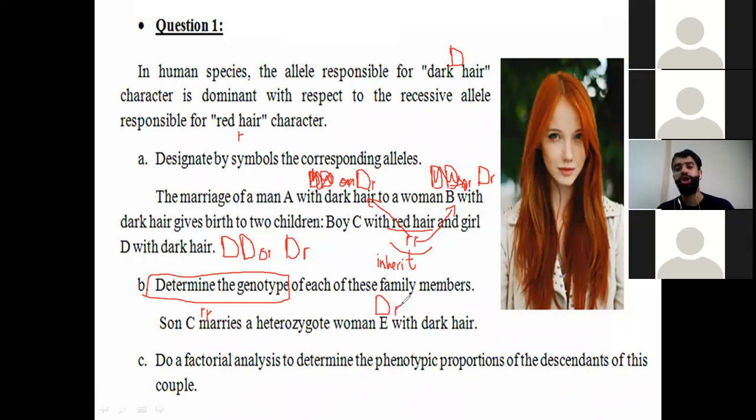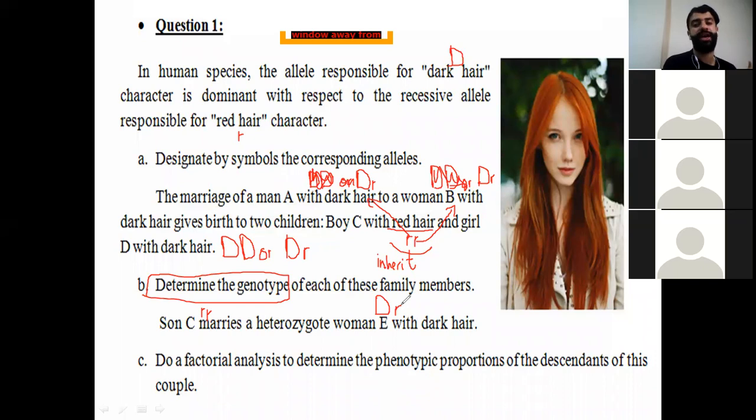That's why I told you you have to review the notes related to the heterozygote and the homozygote. Heterozygote has two different alleles, and it's dark hair, so it should be DR. If it's DD, it's not heterozygote, it will be homozygote. They said, do the factorial analysis to determine the phenotypic proportions. Pay attention here: I have to work it as a proportion and not as a percentage. We have to work it as a ratio to determine the descendants.